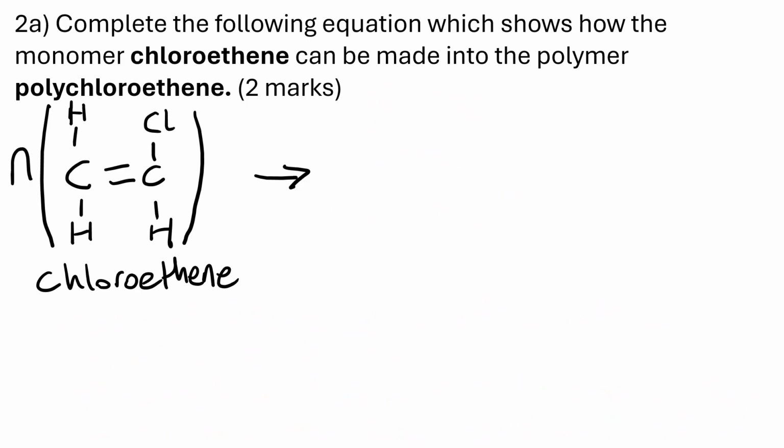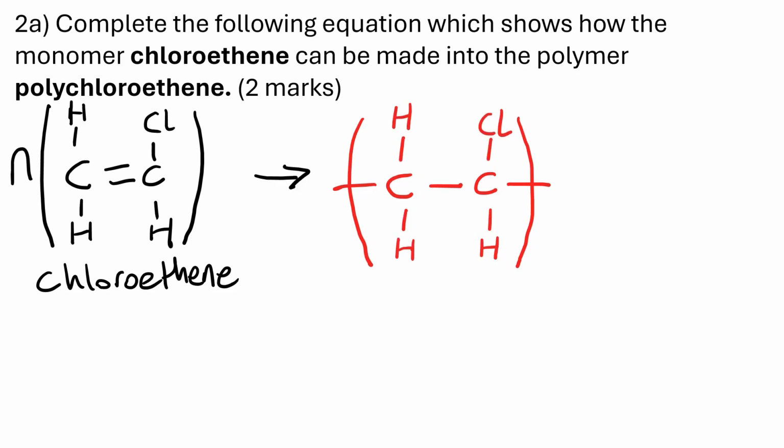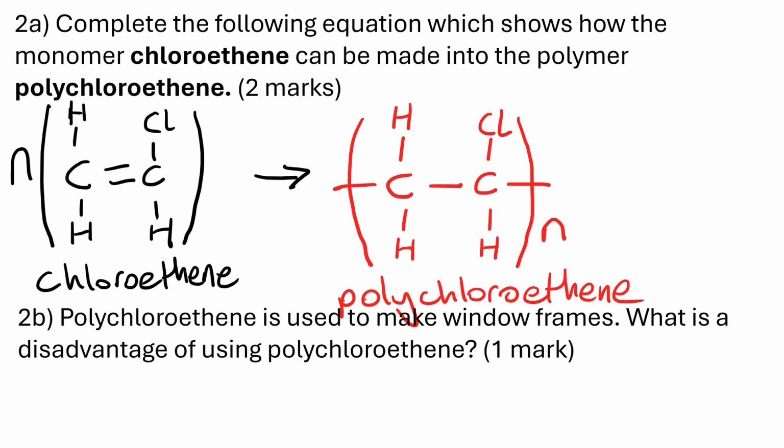Question 2. Complete the following equation which shows how the monomer chloroethene can be made into the polymer polychloroethene. So we follow the same rules as before. So first of all, we open up that double bond, making sure it's sticking out through the brackets. The rest of the molecule looks exactly the same, and the large N becomes a small n down on the right hand side. And polychloroethene is used to make window frames. It's a type of plastic.